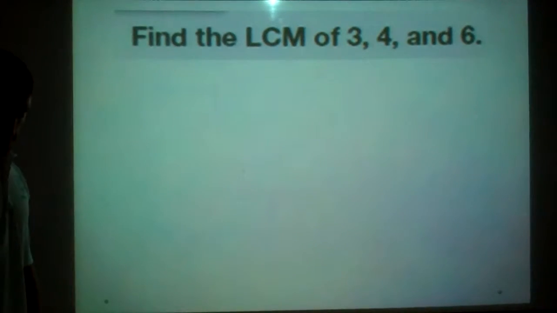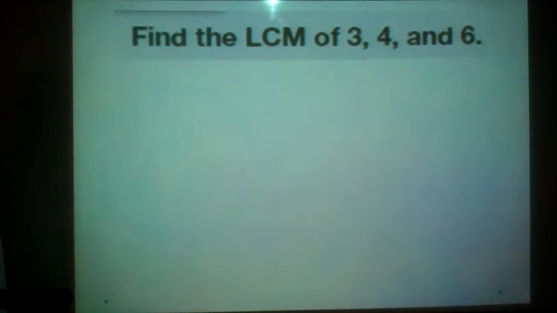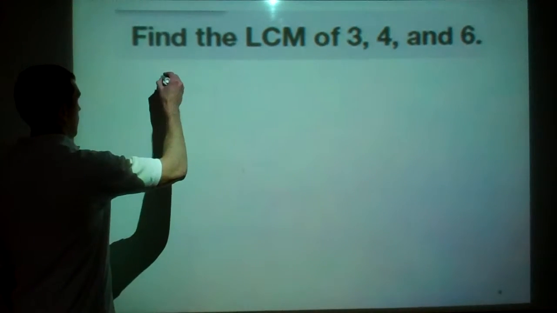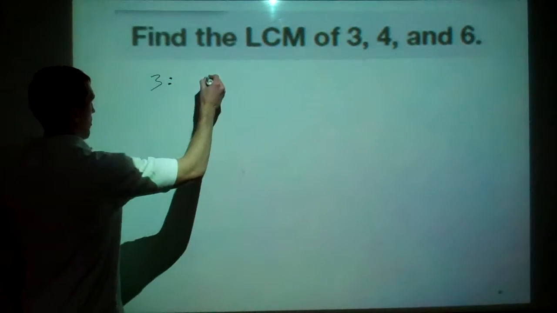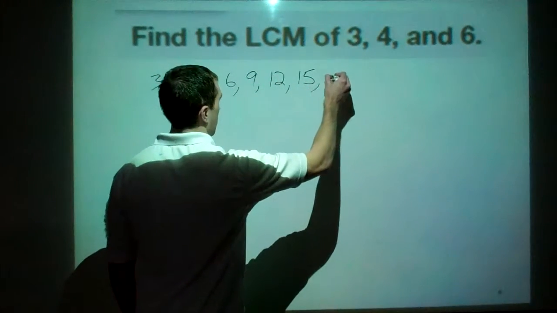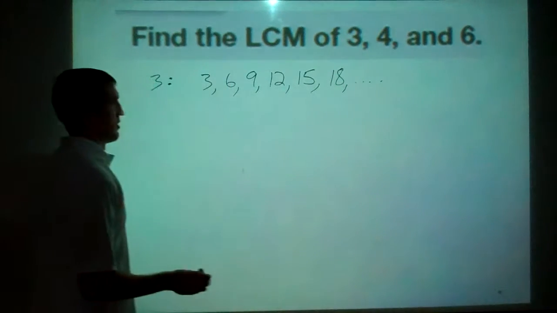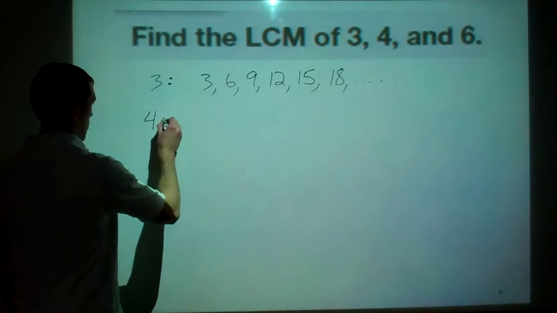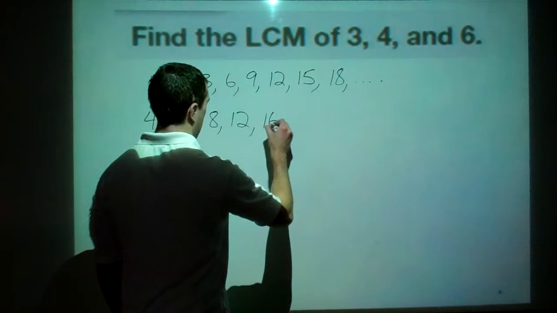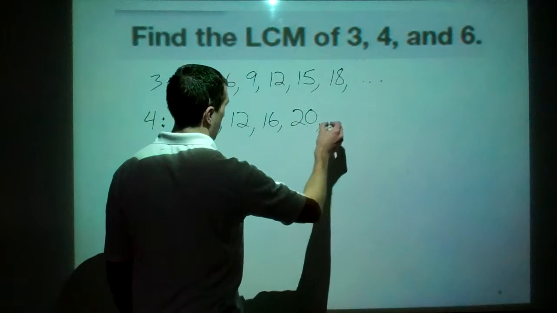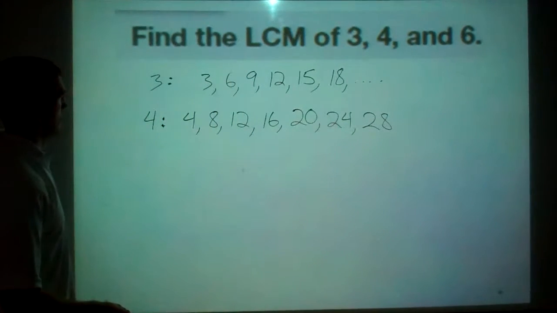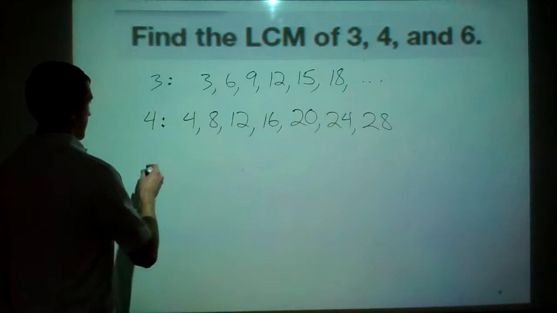Alright, so let's look for the least common multiple of 3, 4, and 6. So, let's do this the list way. We'll say, okay, 3 has these multiples. You start with 3, 6, 9, 12, 15, 18. Hopefully that'll be enough. 4, 8, 12, 16, 20, 24, 28. Looks like we're going to have to keep going. Maybe. Let's check it out here. And 6.